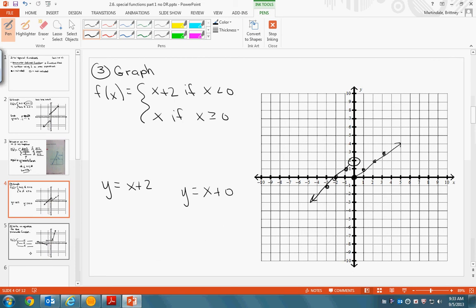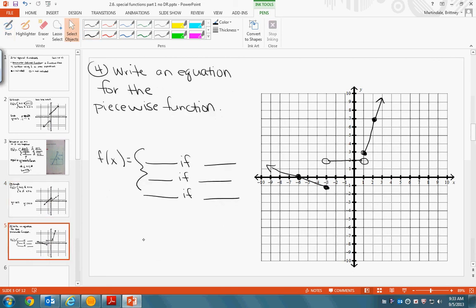Last one. Write an equation for the piecewise function. So I went ahead and set this up. The graph would already be given to you. And then this is what we need to fill in. You don't necessarily have to do the blanks and everything that I do, but that helps me remember, okay, here are my lines, here's the equations of the line, and here are my x's something. So take 2 seconds, pause this, try to figure this out.